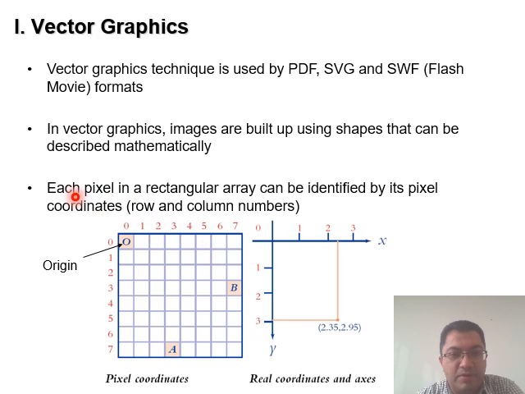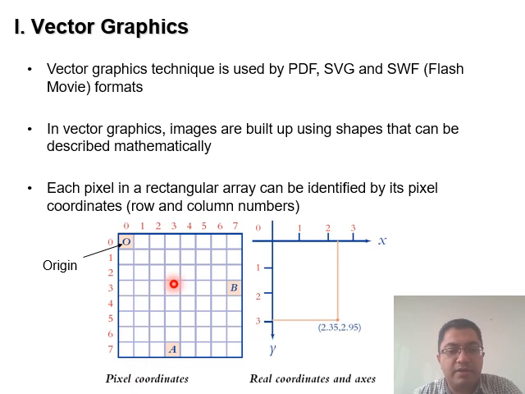So each pixel in a rectangular array can be identified by its pixel coordinates. In vector graphics and even in bitmapped images, we always assume that the origin, which is the very first pixel in the image, is the top left pixel. So this is column number 0 and this is row number 0. The numbering starts from here, and this is column 1, 2, 3, 4, and so on. This is row 0, 1, 2, 3, 4, and so on.